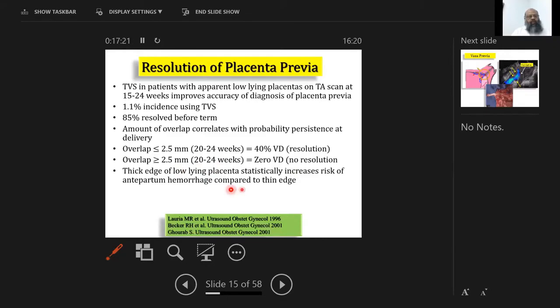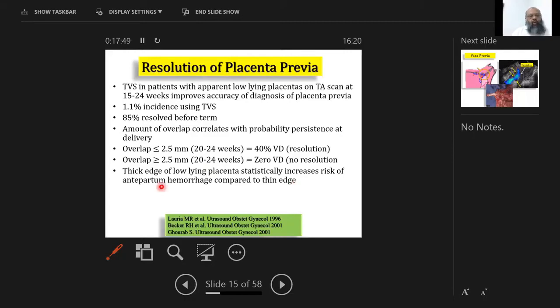So if the covering area is less than 2.5 millimeters, then there is a 40% chance that it will resolve, it will go away. Whereas if it is above 2.5 millimeters covering the internal os, with the assessment at about 20 to 24 weeks according to these studies, then no resolution. No, it will not be resolved.